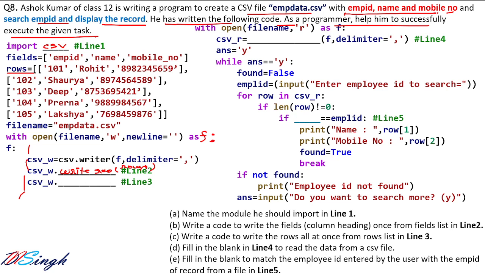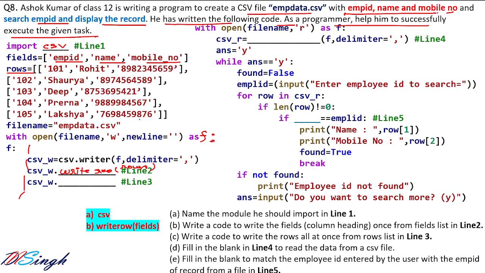Next our job is to write something here. So here we need to write two things. Rows will be written later. First we should write what? The header of those. So fields are written first, and next what will be written? These records. So let us see the answers.